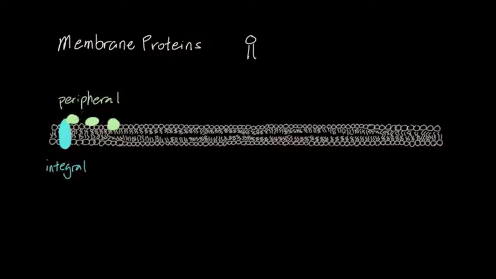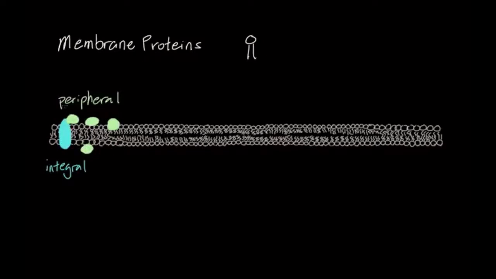Peripheral proteins kind of attach and remove themselves from the cell membrane or from other proteins. They generally are there for different cell processes. So for example, a hormone might be a peripheral protein, and it might attach to the cell, make the cell do something, and then leave. Peripheral proteins can also exist inside the cell on the cell membrane.